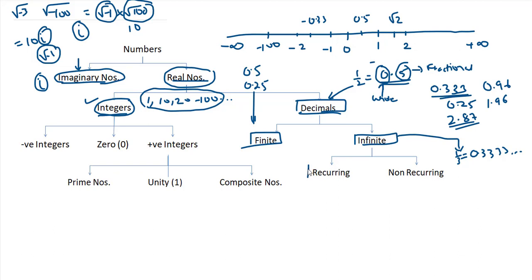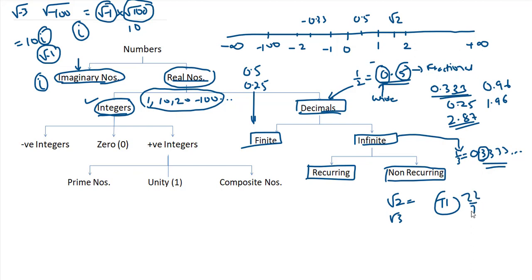Infinite decimals are further classified into two types, that is recurring and non-recurring. As we have seen in this example, 0.33333, after the decimal point, the number 3 is repeating itself. Hence, it will be classified under the category of recurring decimal. For non-recurring decimals, the digits to the right of the decimal do not repeat in a fixed pattern. Example, square root 2, square root 3, the value of pi, which is 22 by 7. If you convert it into decimals, it will be 3.143 something. So it does not repeat in a fixed pattern. These numbers are classified under non-recurring decimals.